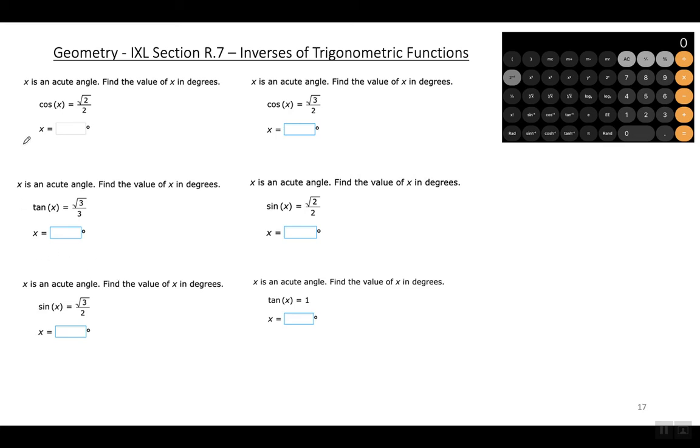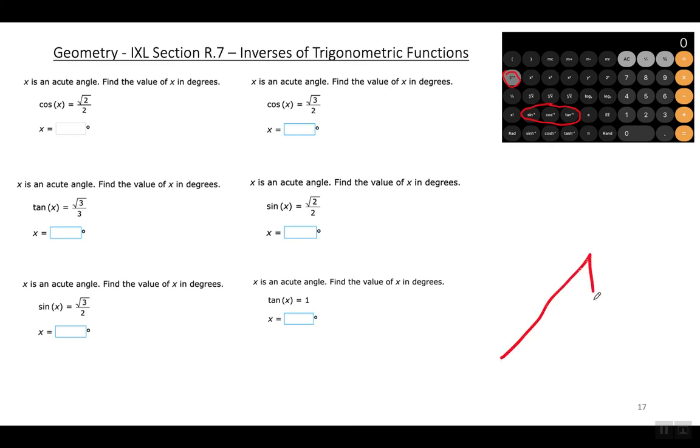Okay, so remember for all of these, you're finding the inverses of trigonometric functions. So you got to hit that second button on your iPhone or on your calculator because we're going to be using these keys right here to find the angle measures. So for the first one, they're saying this is what cosine of x is. What that means is this.